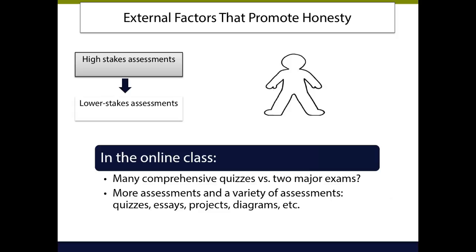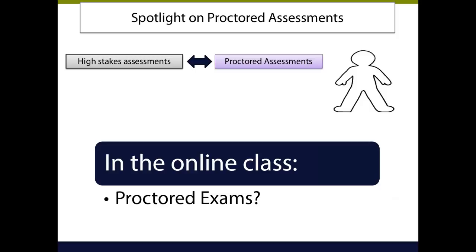Give more assignments, give a variety of assignments: quizzes, essays, projects, diagrams. If your class only has a few high-stakes assessments, students are more likely to cheat. Moving to a class with lower-stakes assessments is one way to motivate students to be less likely to cheat. As you'll see, I think there are other benefits to moving to lower-stakes assessments, but that's one of them.